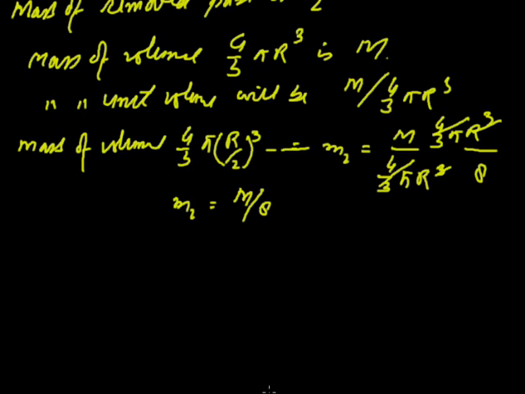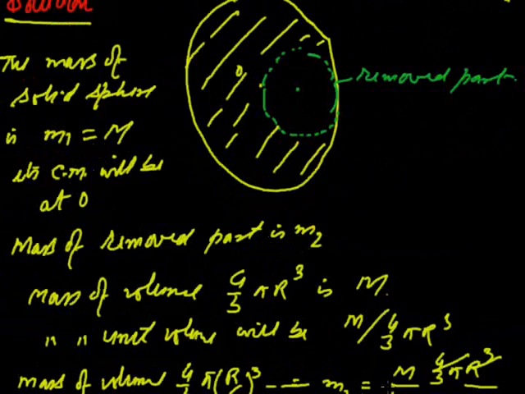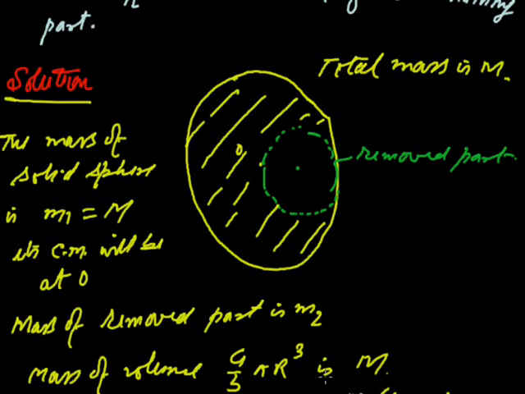Now we have to find the center of mass of the remaining part, this shaded part. The center of mass of this removed sphere will be at this point O dash. Now the center of mass definitely will be on the line joining O and O dash. Suppose this point is A, this point is B. Definitely the center of mass will be on line AB.